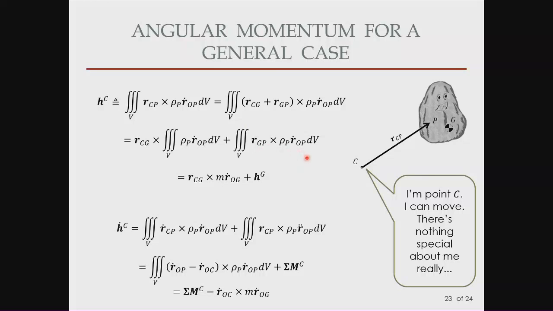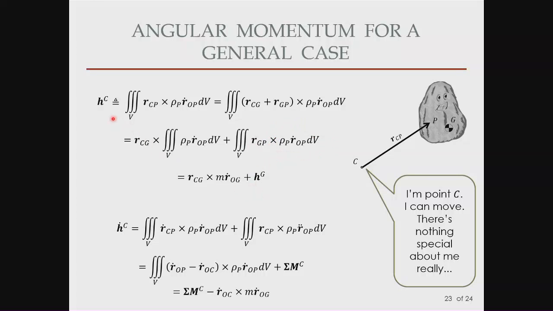At this point, I always feel like you are letting go. Don't let go. Just ground yourself back. R_GP goes from the center of mass to the arbitrary point P, and this is the linear momentum of point P. So together, the angular momentum of point P relative to the center of mass. So this is h about point G.